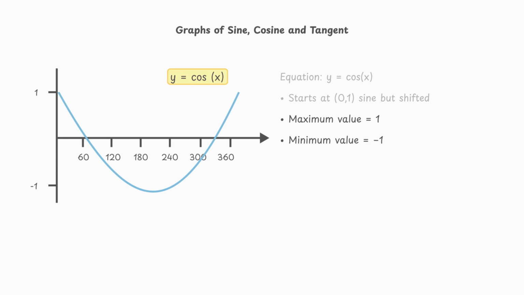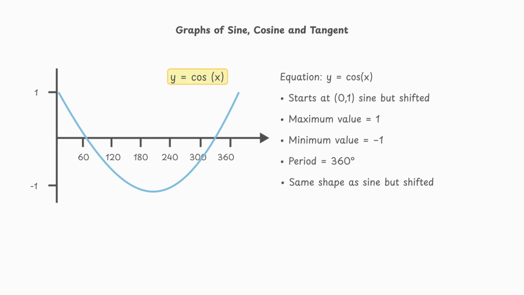The maximum value is still 1. The minimum value is still -1. And the pattern repeats every 360 degrees. So the period is still 360 degrees. Now look at the overall shape. It is very similar to the sine graph. It has the same smooth wave shape, but it is shifted along the horizontal axis. So instead of starting at 0, it starts at its highest point.